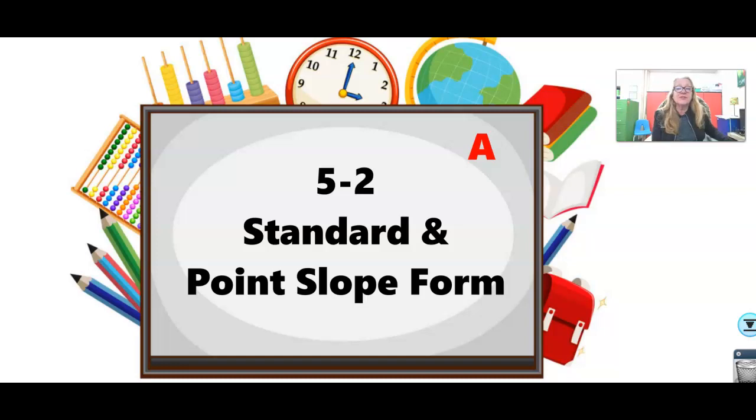This is section 5.2, standard and point slope form. Up until now, you thought all linear equations were written in slope-intercept form. Surprise, not all the time.